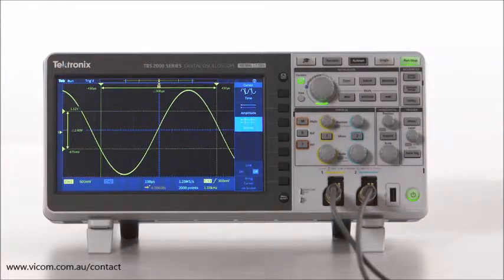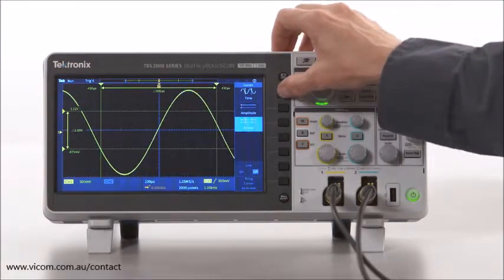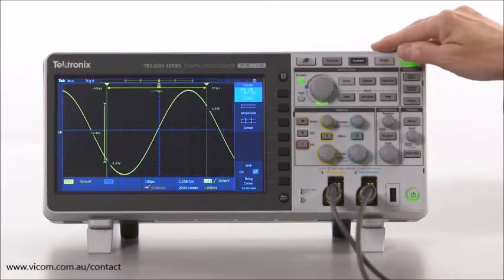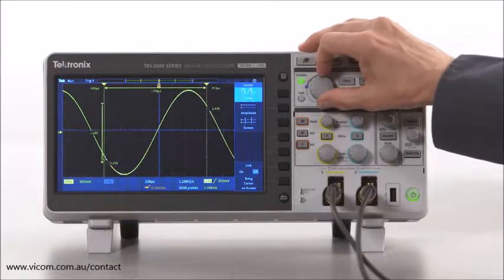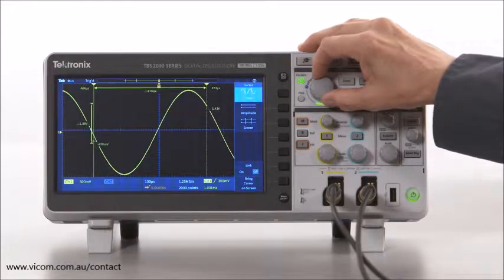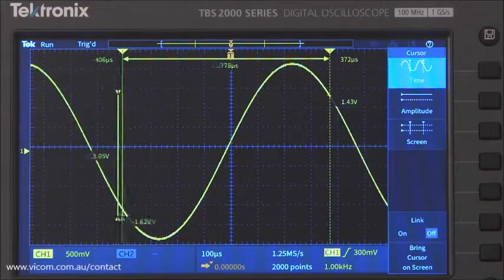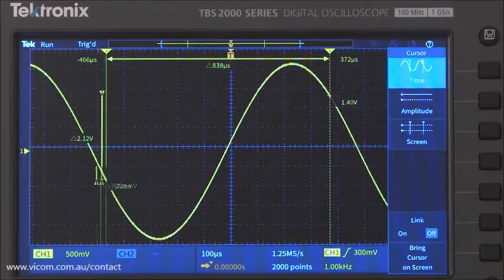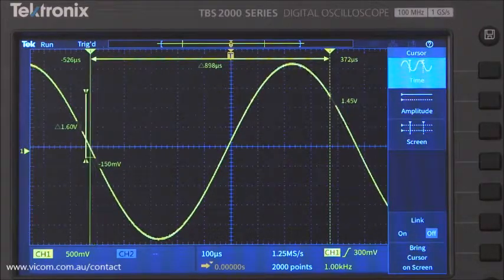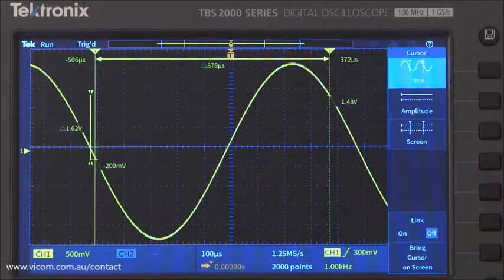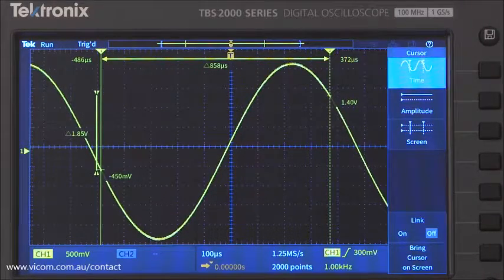Let's start with time cursors. This is the type you'll probably use most often. Many scopes have cursors, but the exact way you move them will be different between instruments. On this instrument, you move the cursors by turning this multi-purpose knob. The time value associated with individual cursor positions and the difference between them are also shown on the screen. And even though these are called time cursors, they also track the waveform and show you the voltage too. That's why I say these are the most useful cursors.